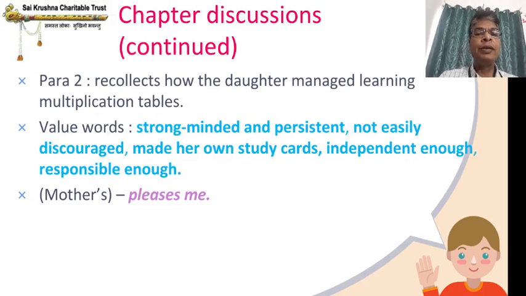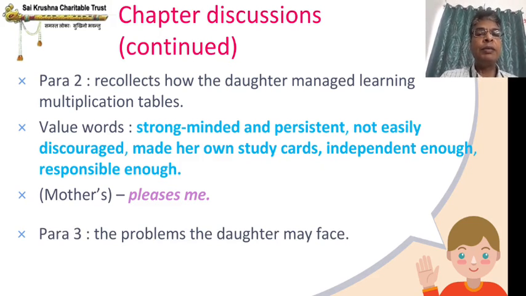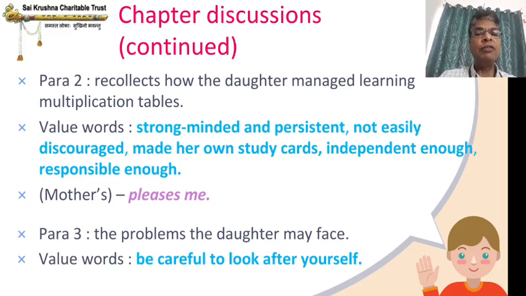And in paragraph 3, the problems the daughter may face. Now, having told what is there in the hostel, and how she was able to manage early in her school days, in her younger days, now she is telling what problems you may face in the hostel. So the value words are be careful to look after yourself. This is what she is telling in that paragraph, because it is a very small paragraph. Only the problems the daughter may face she has written in that paragraph. So now you can note down and then go to the next page.